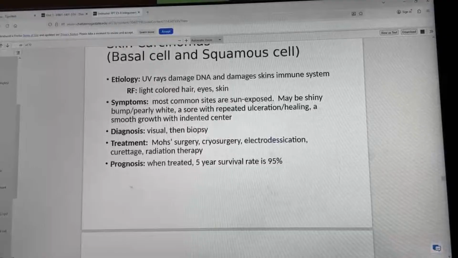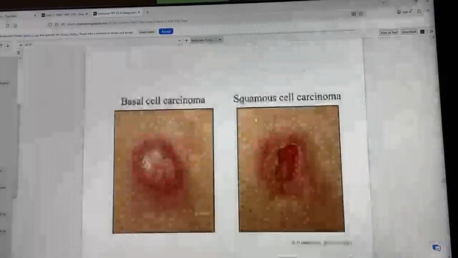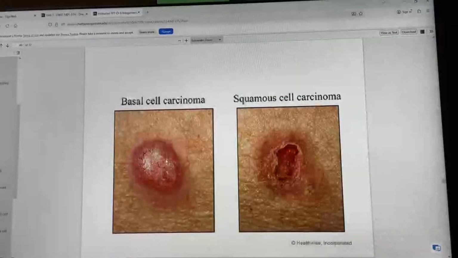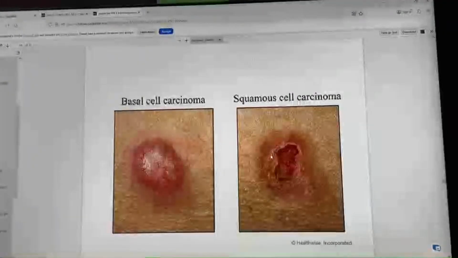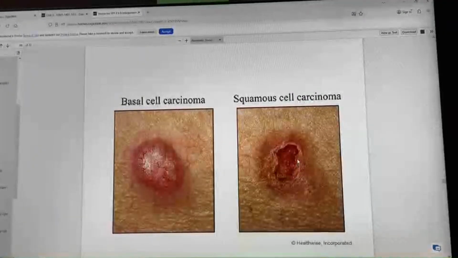So with basal cell and squamous cell, let me show you a picture of what they look like. Basal cell is more like round and domed, and squamous cell is more like an ulcer.